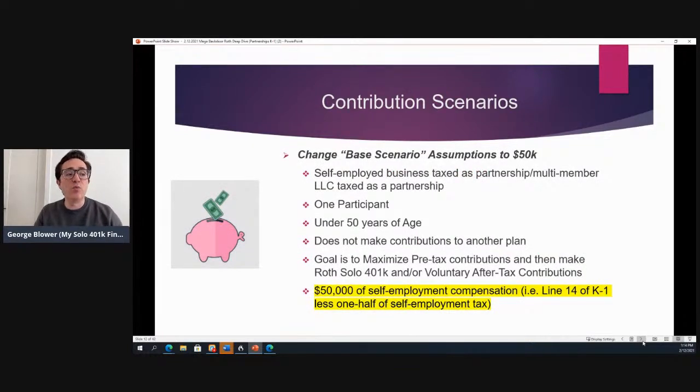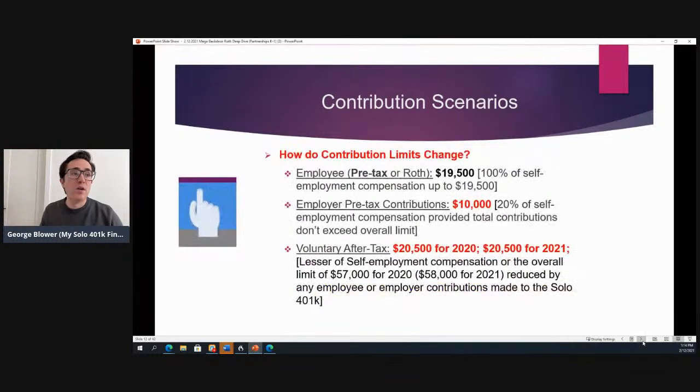Now we change it and reduce the self-employment compensation to $50,000. So as far as the employee contribution, it's going to be the same. It's 100% up to $19,500. The employer contribution goes down because it's 20% of the self-employment compensation. So now they do another $10,000 as an employer pre-tax contribution. Employer contributions are always pre-tax. So now the individual has $29,500 in their pre-tax sub-account.